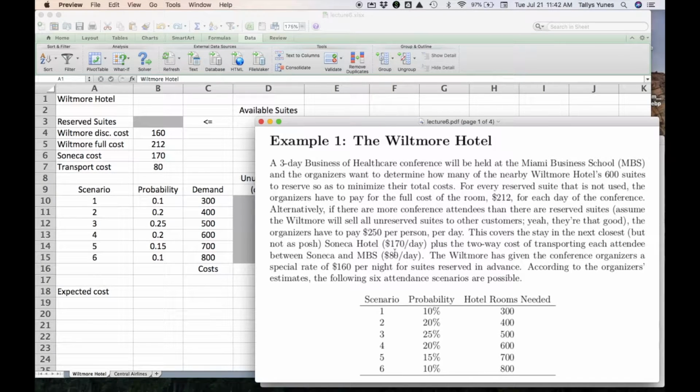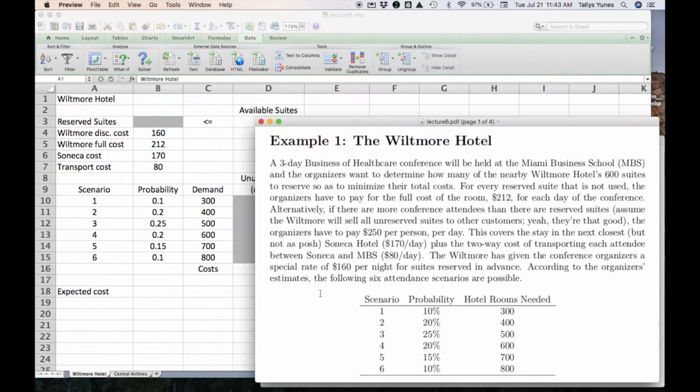Okay, so suites that are overbooked are gonna cost me an extra 52 on top of the discounted price. Suites that are underbooked are gonna cost me 250 because I need to place those people somewhere. So the question now is, how many suites should I call the hotel and say, I'd like to reserve this many, right? This is my today decision. That's what I have to do now before I know what's going to happen in the future.